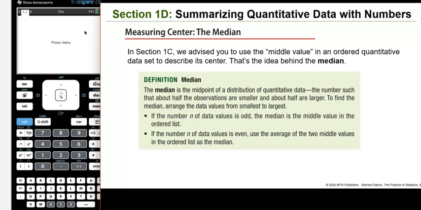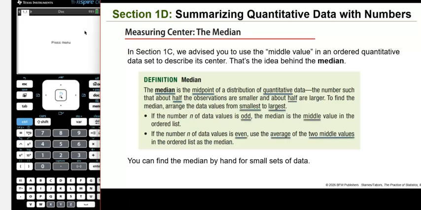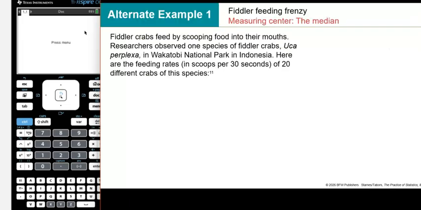Arrange the data first from smallest to largest. If it's odd, it's going to have one median. If it's even, it'll have two in the middle, and you have to average them. For small data sets, absolutely just find it by hand.